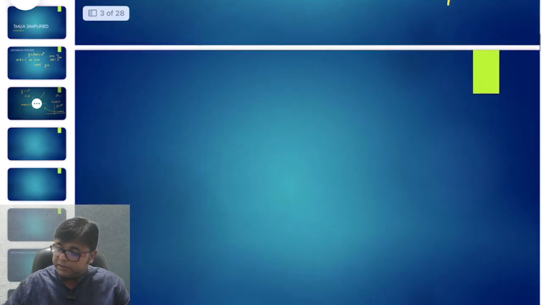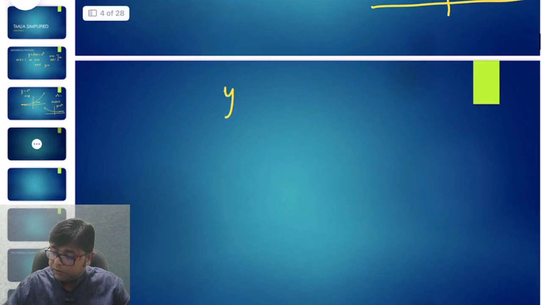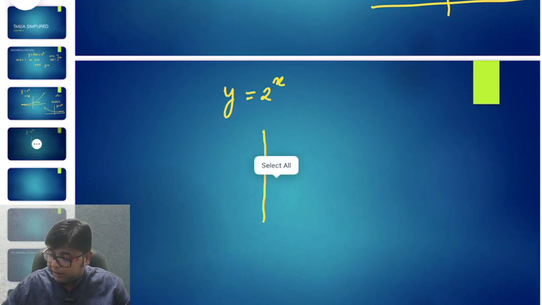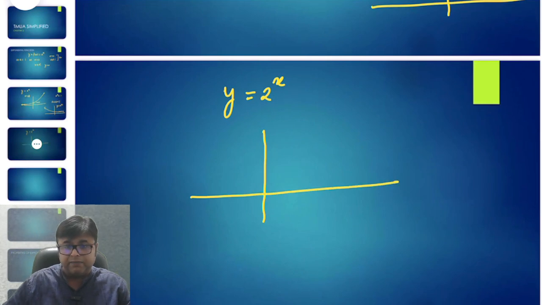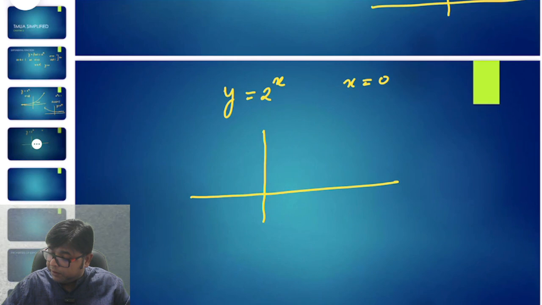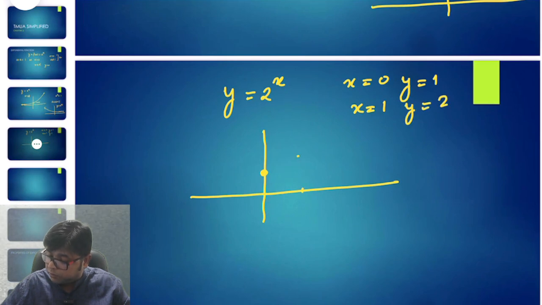For example, suppose I say y equal to 2 to the power x. If I plot it, I can very well figure out the graph. At x equal to 0, y will be 1. So this is this point. At x equal to 1, y will be 2. Right. At x equal to 2, y is 4. So at 2 it becomes 4.